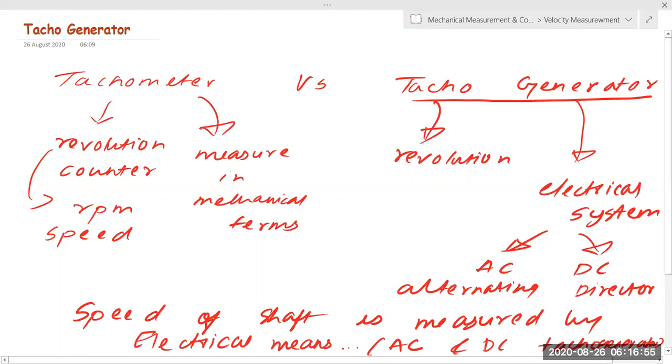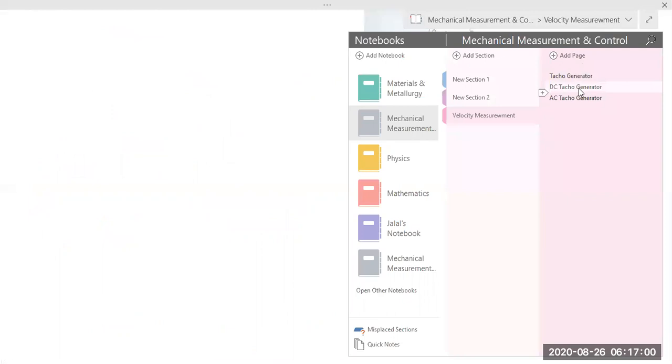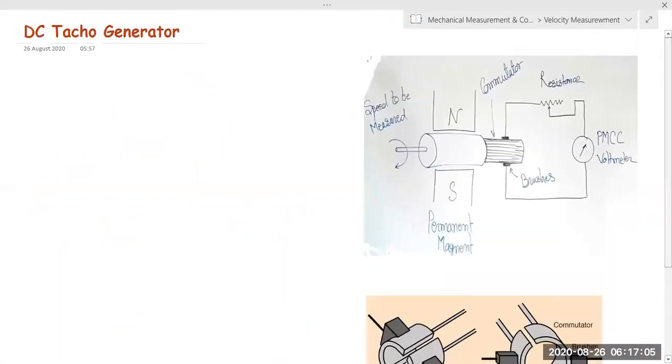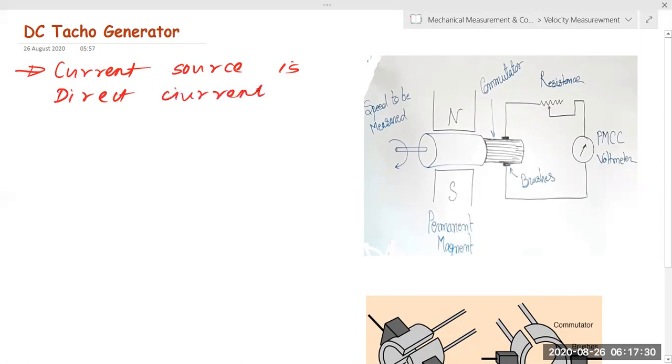So what I would like you to know right now is we will study the AC tachogenerator. What do you mean by AC tachogenerator? I have already told you, but we will start with the DC tachogenerator first. What do you mean by DC tachogenerator? You should remember, in a DC tachogenerator, the main thing is the current source is direct, it is not alternating. Direct current, always remember, that's why it is called a DC tachogenerator.